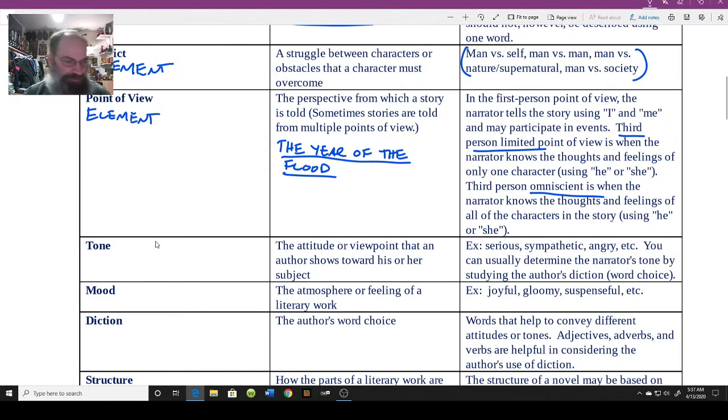Tone is an element. And it varies. Tone is created through diction. Now we're starting to get into techniques. So tone is an element and a technique. So it's both.